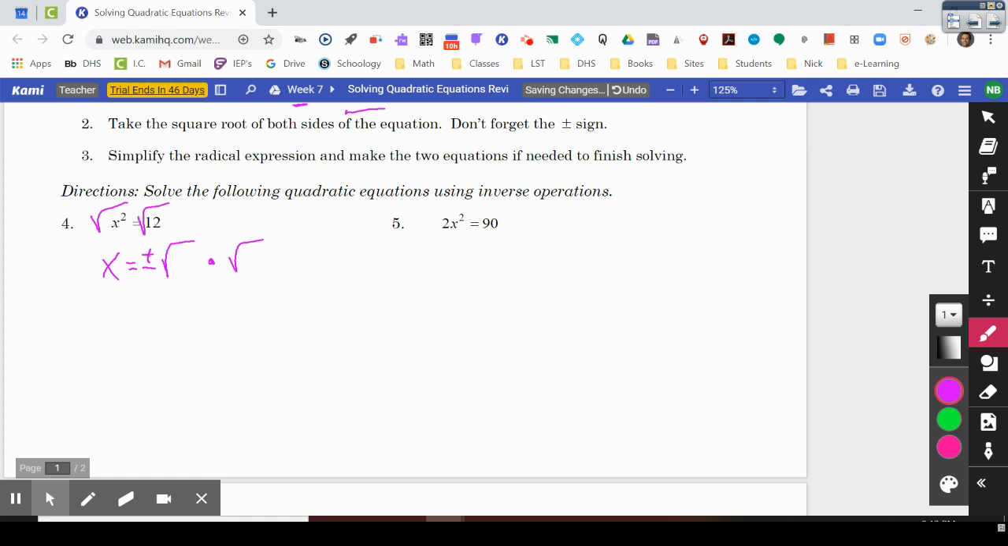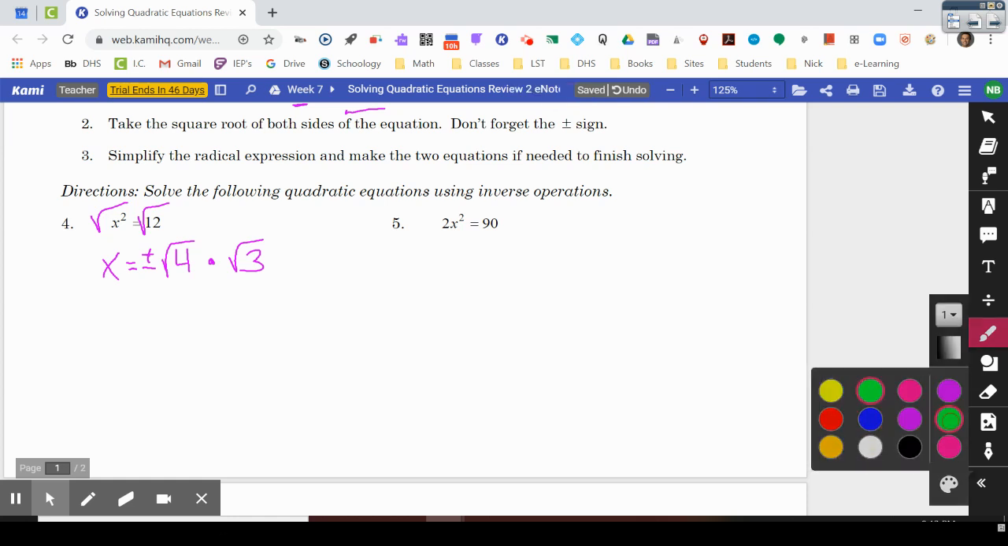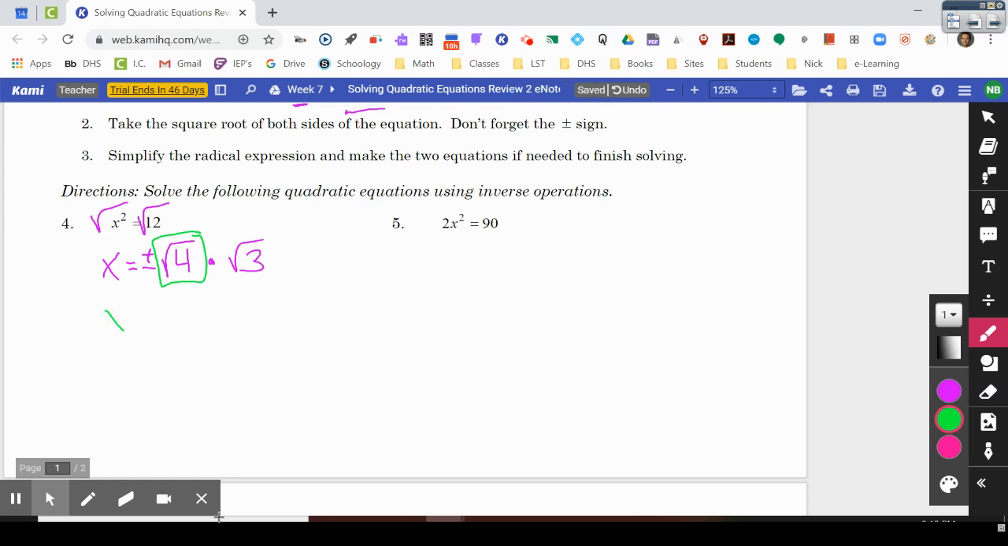All right, so that's square root of 12. I'm going to break up into the square root of 4 times the square root of 3. Right, because 4 times 3 is 12, and 4 is my perfect square factor. So this perfect square factor simplifies to 2. So now my final solution is x is equal to plus or minus 2 rad 3.